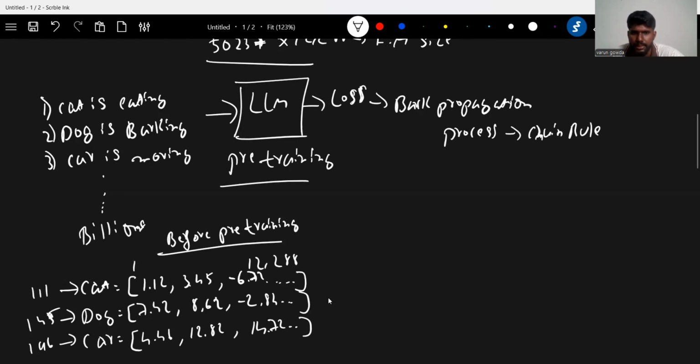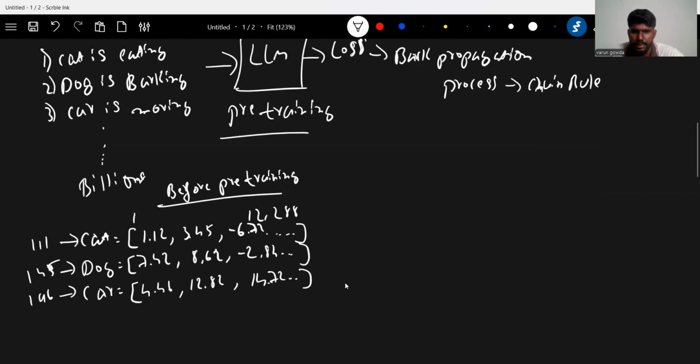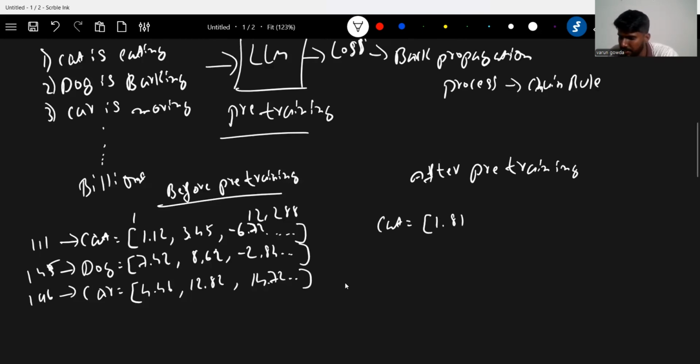Once this pre-training has been done, these model weights are updated. After pre-training, these model weights for cat, dog, and car are there, right? Let's say for cat, the model weight has become something like, I'm just taking an example here, 1.81, 4.25, minus 3.98. Similarly for all 12,288 dimensions.